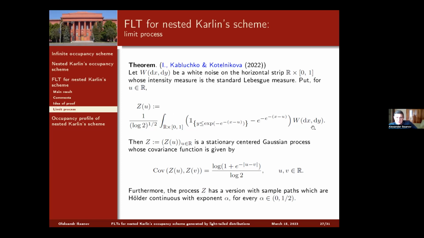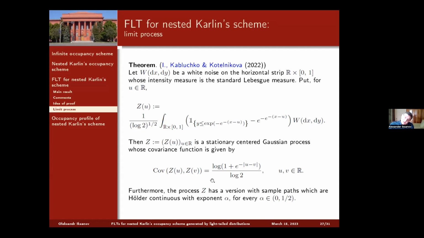And from this integral representation, it's immediate that the process Z given by this integral is a stationary centered Gaussian process. There is a simple formula for the covariance of the integral with respect to the Gaussian white noise, and using this formula, it's a few lines of computation to show that the so-defined process Z has variance of this form, which is the same as in our first result.